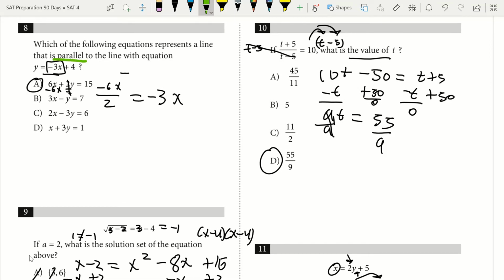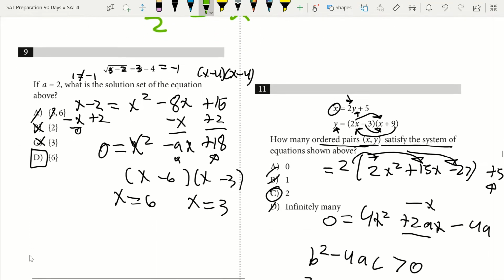Number 8, which of the following is equivalent or represents a line that's parallel to this one. If it's parallel, it's got to have the same slope. I see in A, I'm going to have negative 6x over 2. That's going to give me negative 3x, which is the same slope. That's correct. Number 9. Got an equation here.